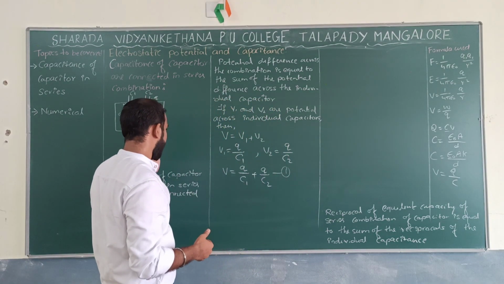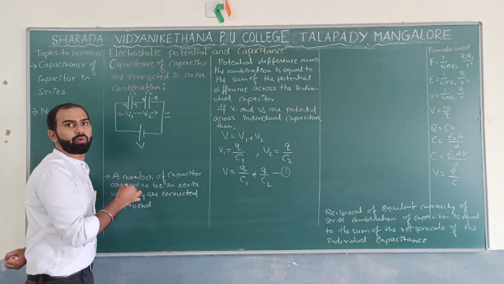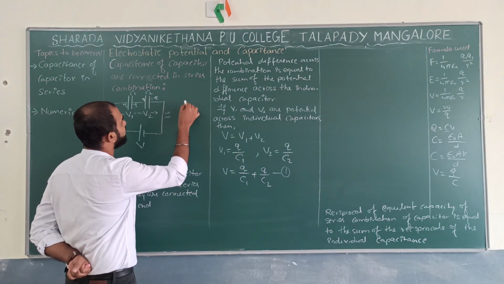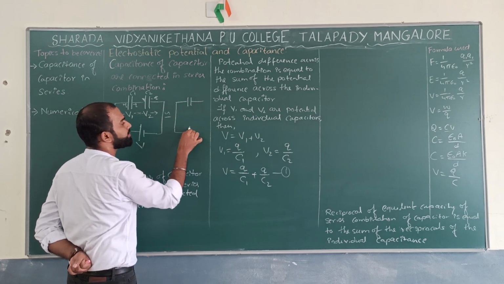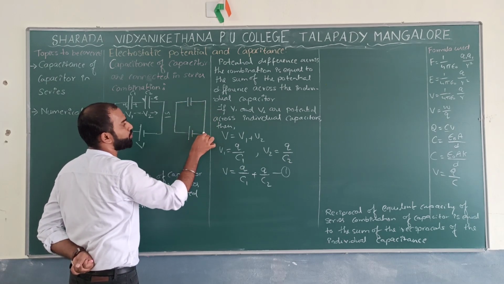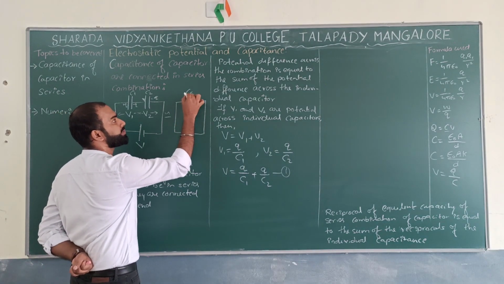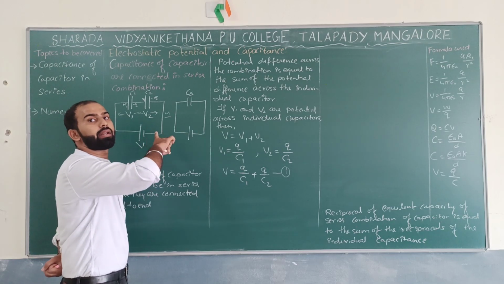Since it is a series combination, we are supposed to draw one more circuit over here, that is the equivalent circuit of this. This is the circuit, we can call it the equivalent circuit, somewhat like this. Can I say it is a CS? What do you mean by CS? It is the capacitors in series.